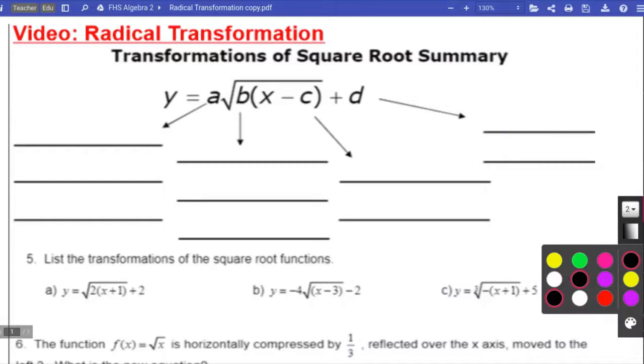All right, what are we learning today? Well, we're going to go over what I call radical transformation. It's something we have done in the past. In fact, we have done it with all the functions that we have learned. Now we're going to do it with radicals. All right, so let's talk about this transformation.